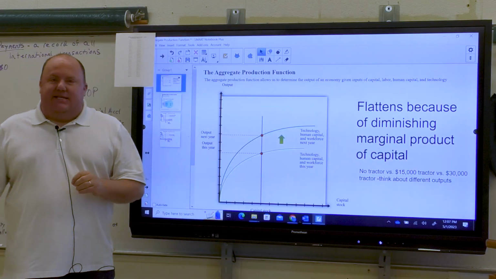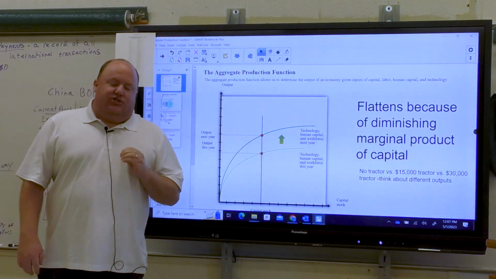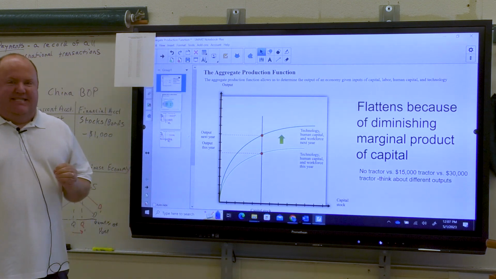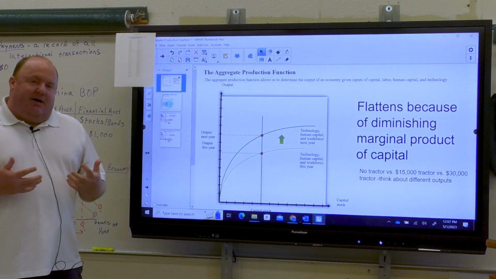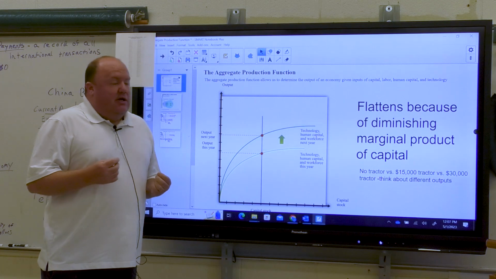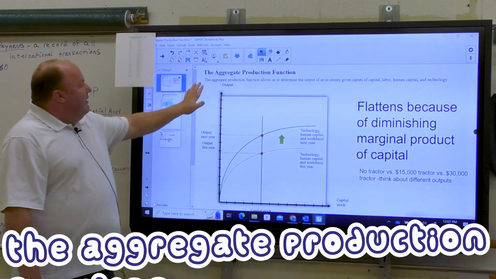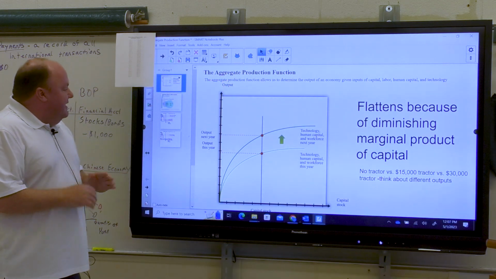These are a couple topics that you might just get one question on for the AP macro exam. So we don't want to spend a lot of time on it because it's probably going to be, if at all, just one question. And it's called the aggregate production function. And this is what it looks like.